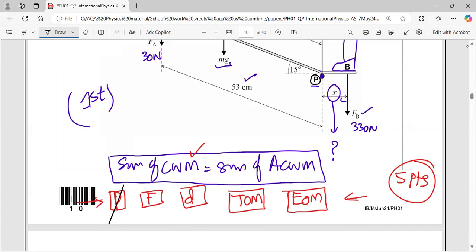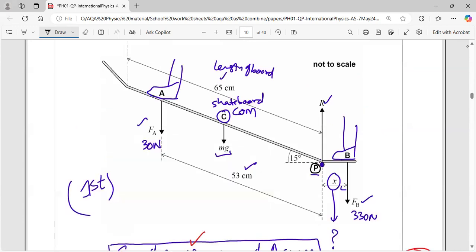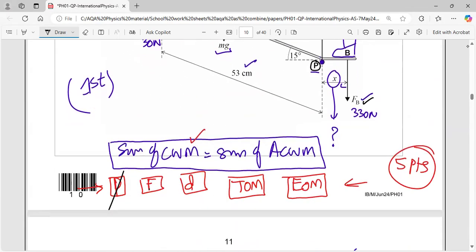Second, you have to identify how many forces there are. So this is force FA, this is mg, which is the weight of the skateboard, this is R, and this is FB. So every force is there. Sometimes the forces are missing. As with 330 and 30, we calculated those forces. So we said, okay, we know all the forces.